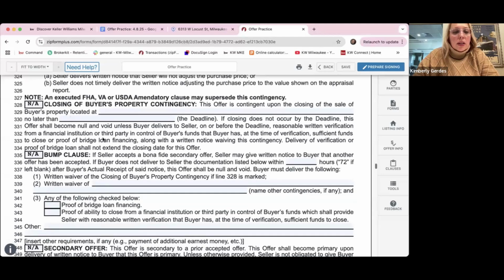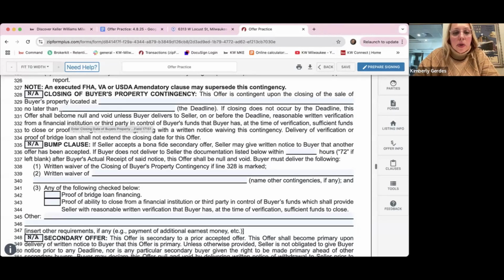Closing of the buyer's property contingency. This would mean if your buyer has to sell their current house in order to get a new house. We don't have to do that. So I put not applicable.